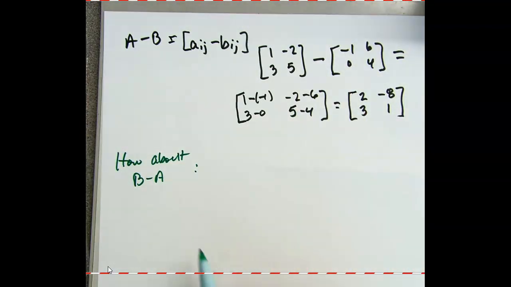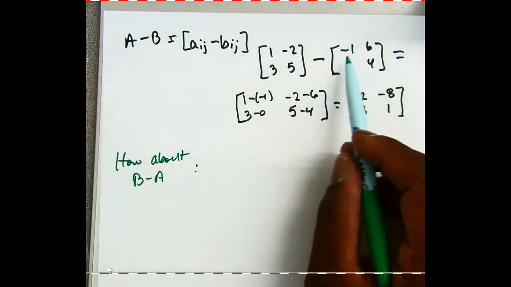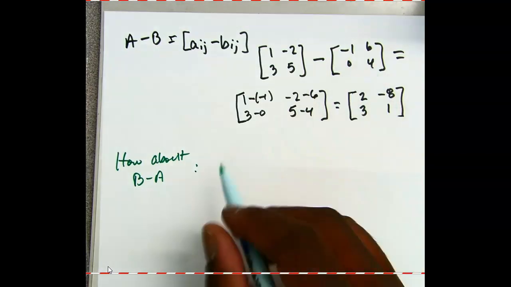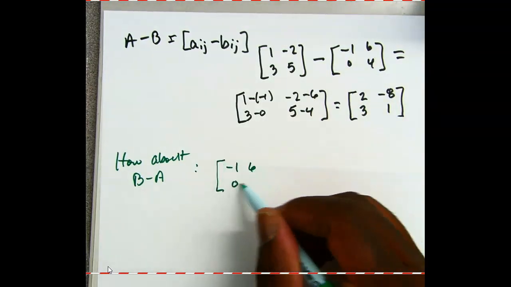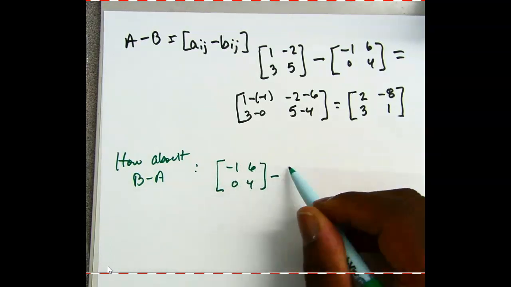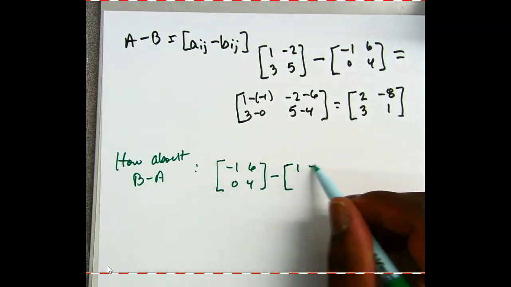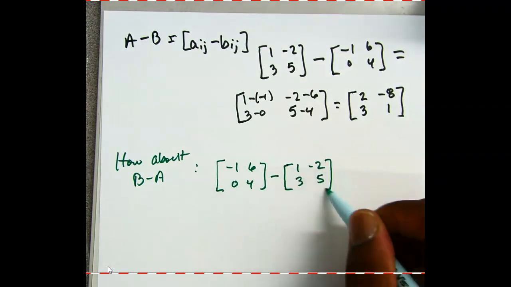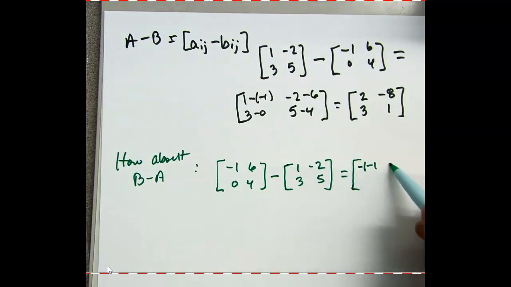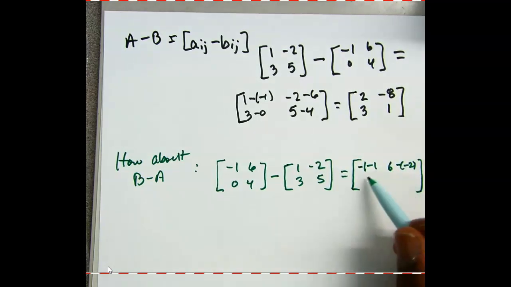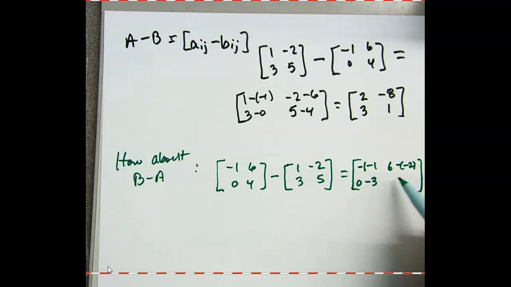Well, let's try it. So using the same A and B that we used before, B minus A would be negative 1, 6, 0, 4, minus 1, negative 2, 3, 5. So that's going to give us negative 1 minus 1, 6 minus a negative 2, 0 minus 3, and then finally 4 minus 5.